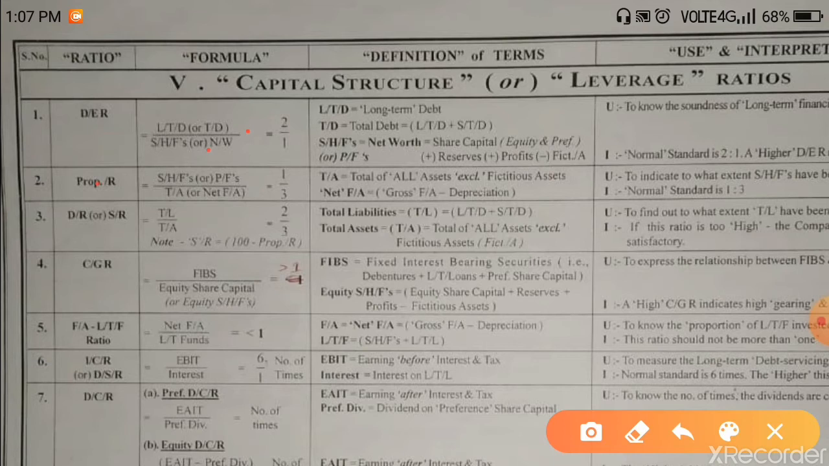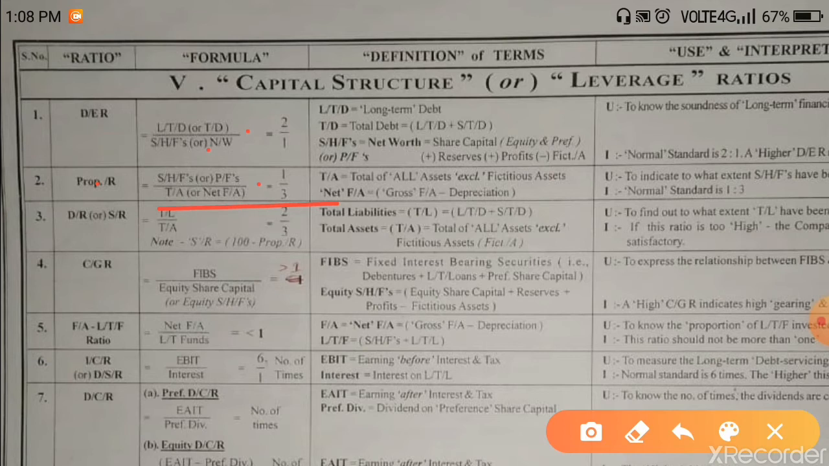Next, proprietary ratio. Proprietary funds or shareholders funds are nothing but same. So proprietary funds divided by total assets we need to take in the denominator, and 1 by 3 is the ideal one. Next one is debt ratio or solvency ratio, that is total liabilities divided by total assets. Debt means liabilities, so total liabilities in numerator. Next one, capital gearing ratios.